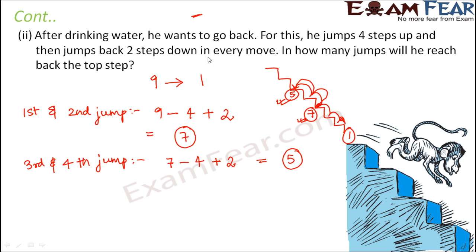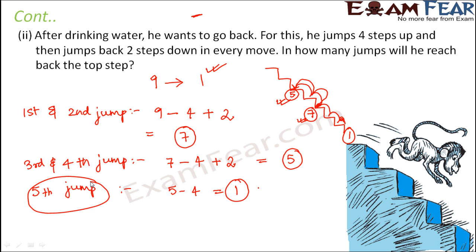Now his aim is to reach step number 1. What will happen after the 5th jump? After the 5th jump, he will be at 5 minus 4, which is 1. So he doesn't need to take the 6th jump, because at the 5th jump itself, he reaches step number 1. So therefore, we can say that after 5 jumps, the monkey will be able to come back to step number 1.